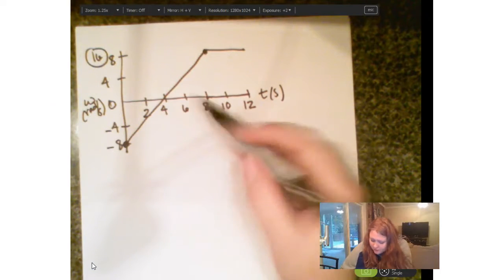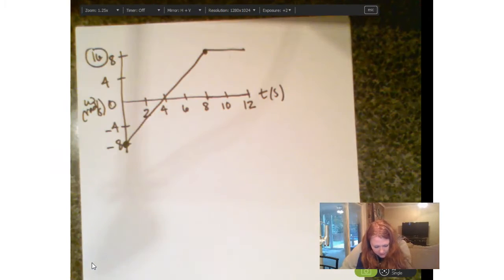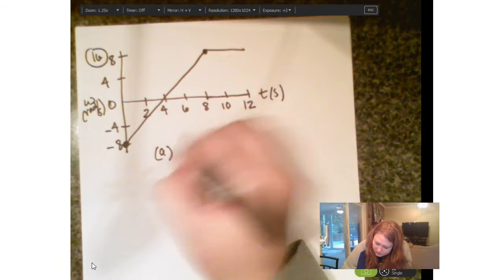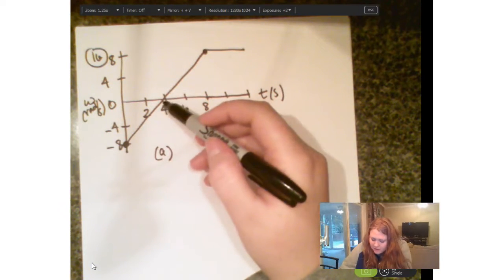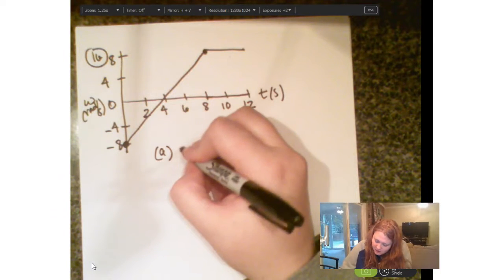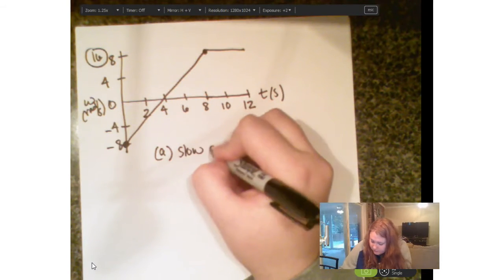Alright, so here we have a graph for number 16. It says, the graph below shows the angular velocity for a propeller of a ship. A, describe the motion of the propeller. Well, first of all, we're approaching 0 radians per second. That must mean that we are slowing down.